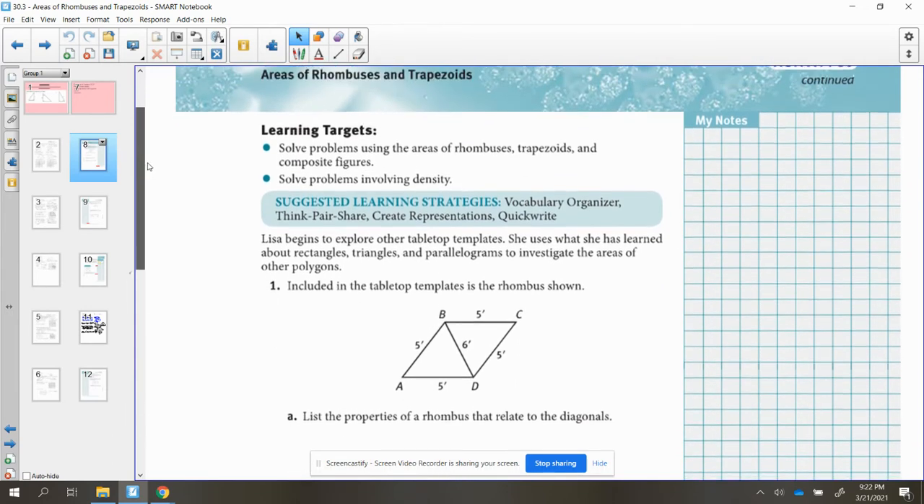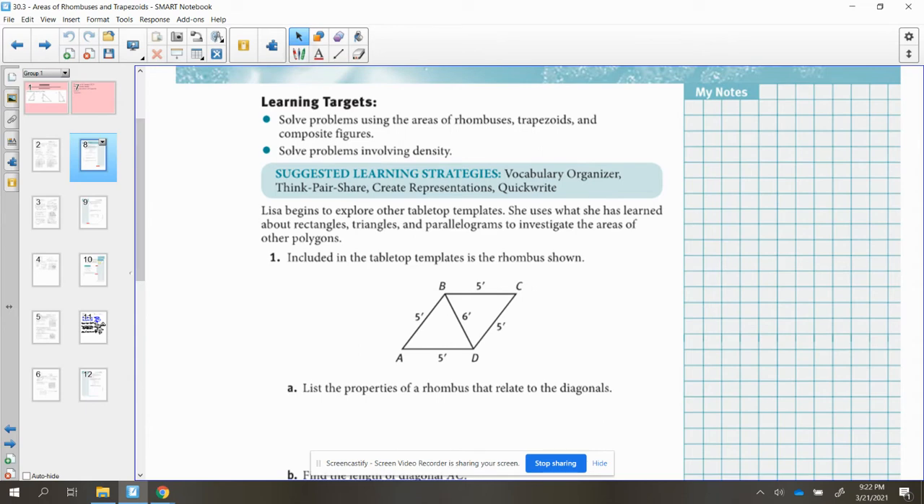Now, remember, a rhombus is officially a parallelogram. So to find the area of a rhombus, one of the formulas we can possibly use is just base times height, because remember, a rhombus is a parallelogram. Now in this particular problem, however, we are not given the height. We are given the bases on the sides all around are 5 feet, but we don't know the height.